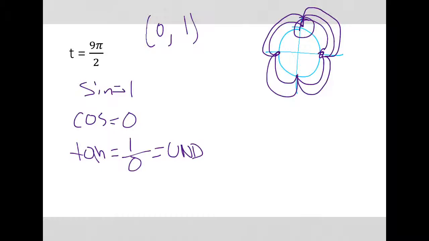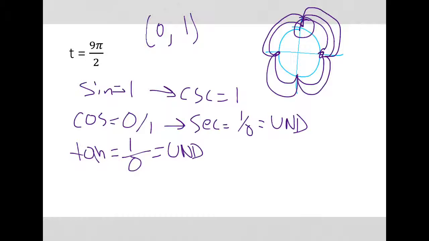Okay, that's cool. Well, if sine is 1, the reciprocal of 1 is 1, so cosecant is also 1. If cosine is 0, well that's the same as 0 over 1. So this reciprocal, secant, is going to be 1 over 0, which is undefined. The reciprocal of tangent is cotangent, and that will give me 0 over 1 if I flip that fraction, which is 0.